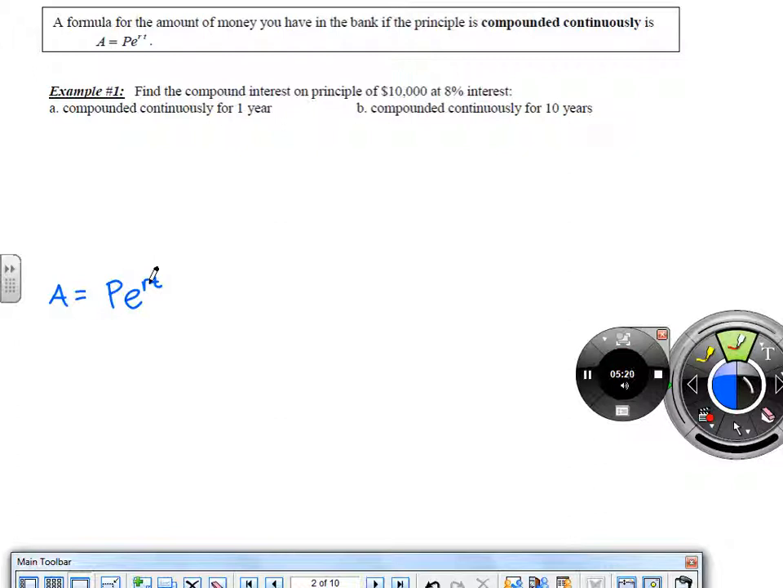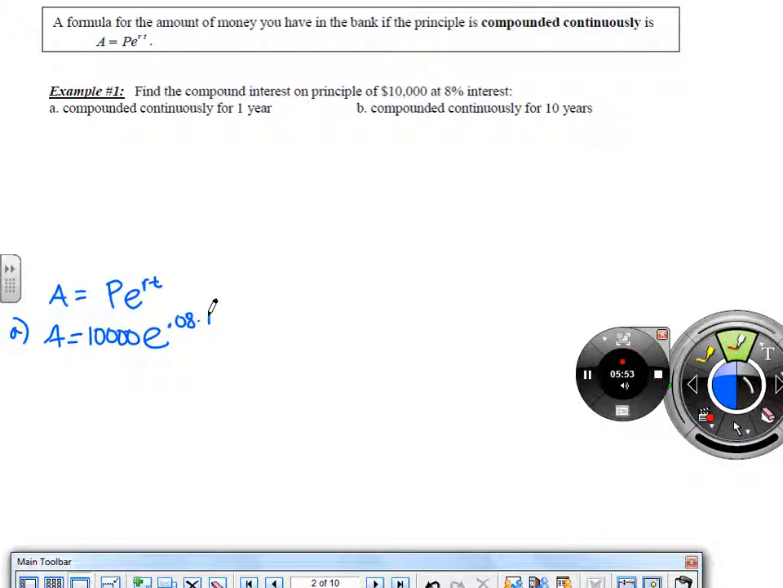So for number 1, it says find the compound interest on a principal of $10,000 at 8% interest. So the amount we're going to have here on $10,000, our percentage is 8%. And for part A, it says we're just going to keep it in for a year, times 1. And then we can put this whole thing into the calculator, which is why I said I like using the button that has e in a place for the power.